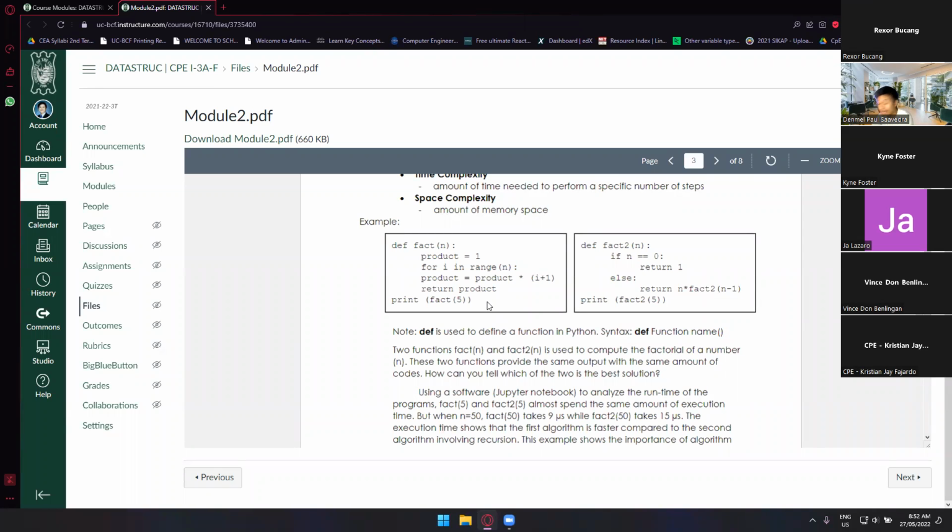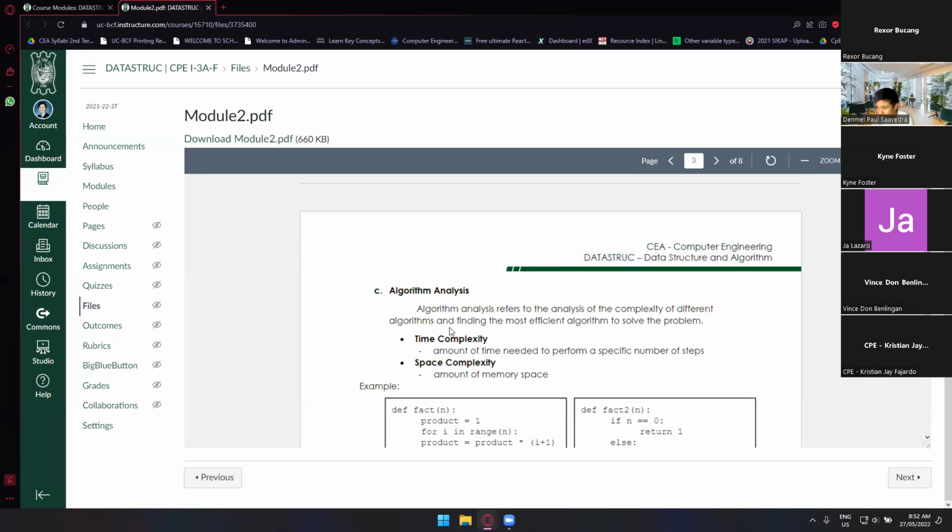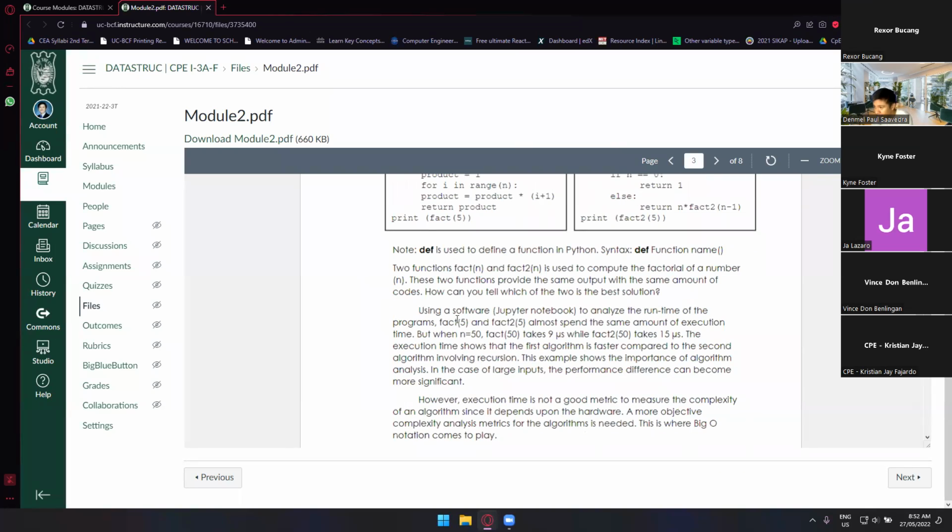So let's just say that we have the same output, and then we have the same amount of space that they will consume. So when it comes to algorithm analysis, they are equal in both. However, using a software, let's say Jupyter Notebook, to analyze the runtime of the programs, the first one and then the second one almost spend the same amount of execution time.